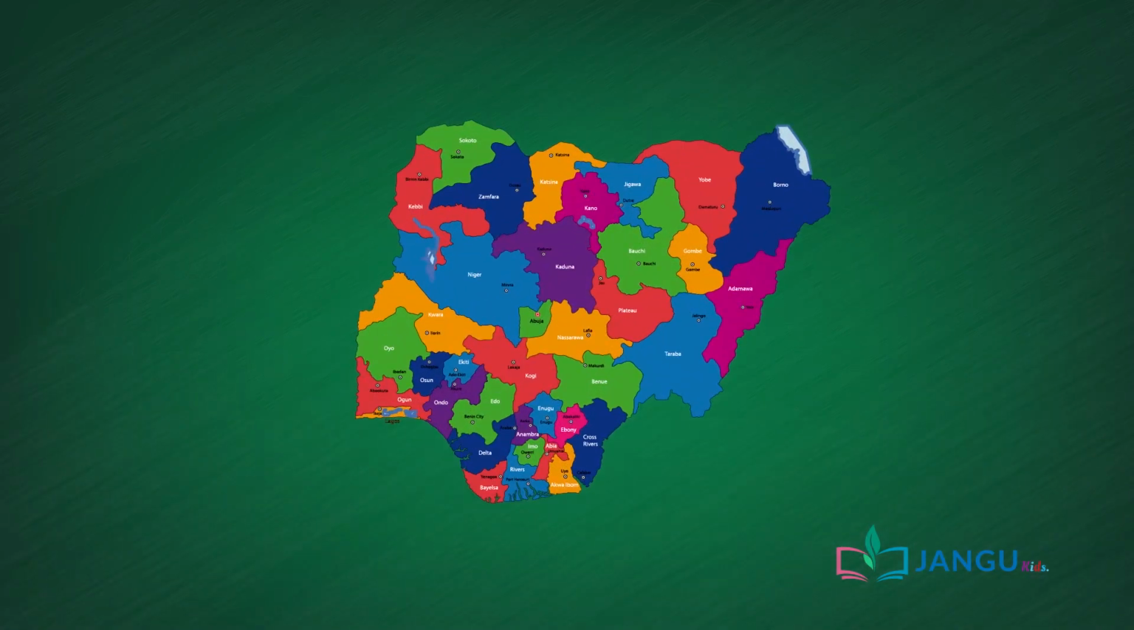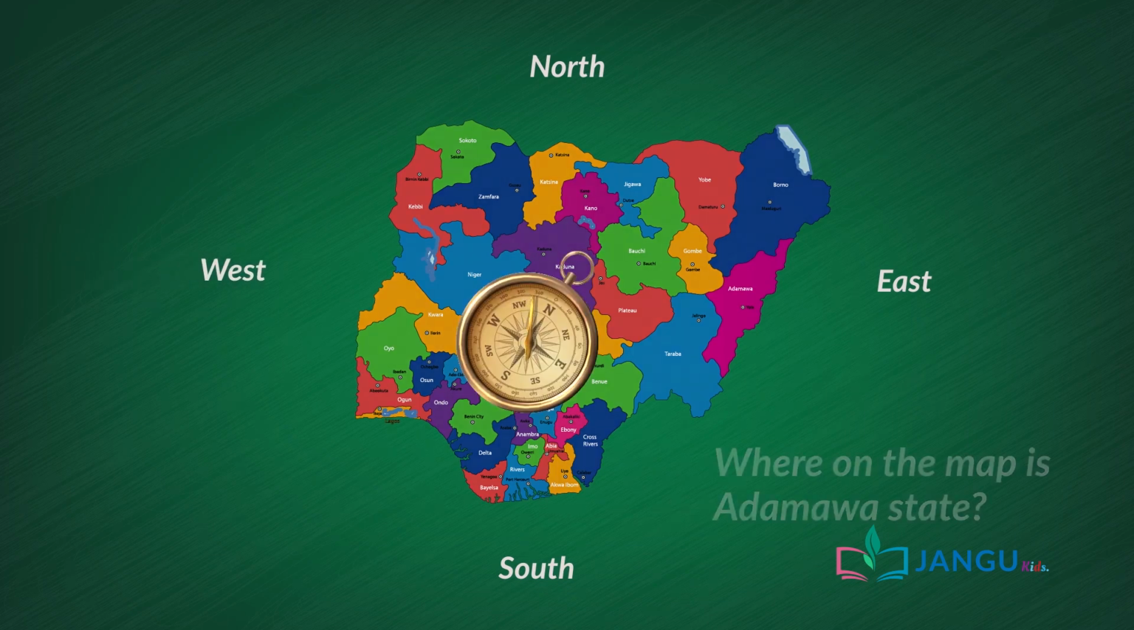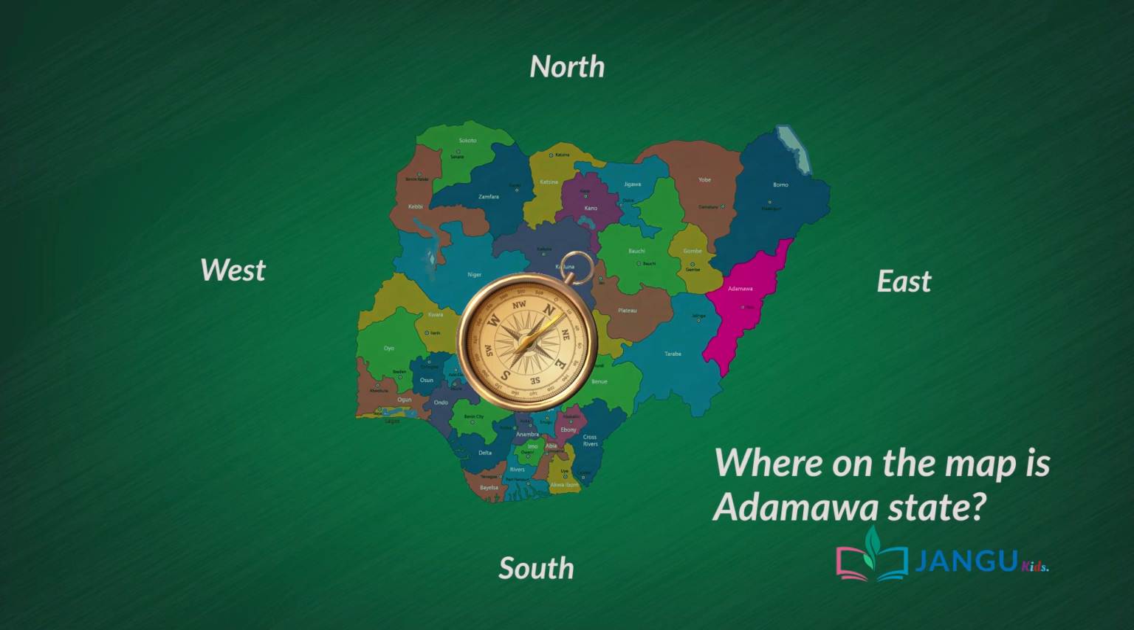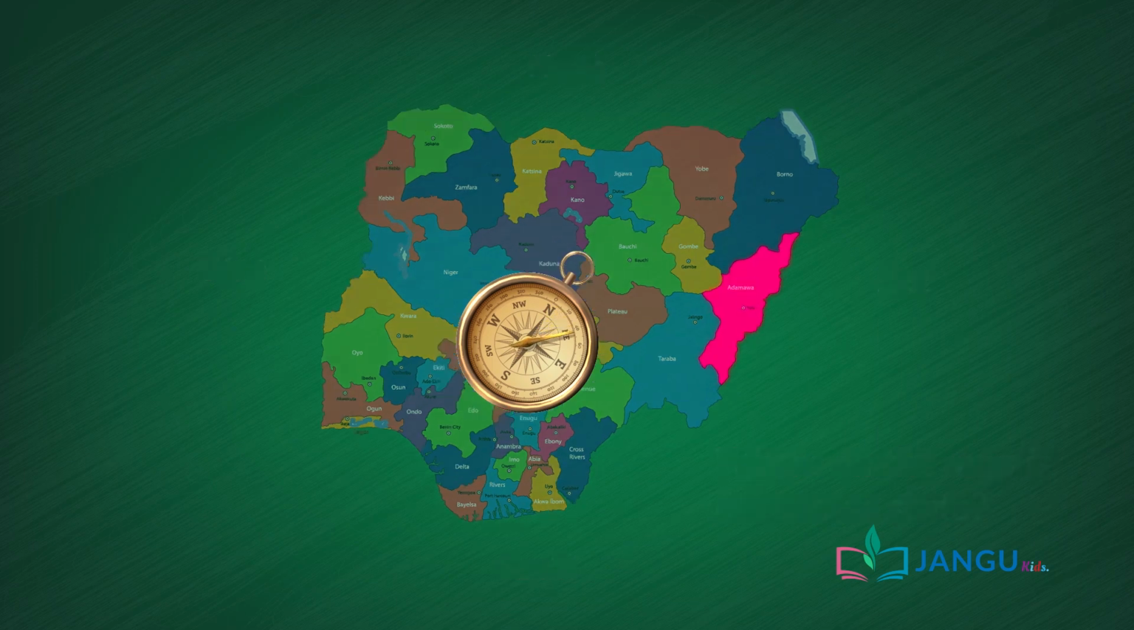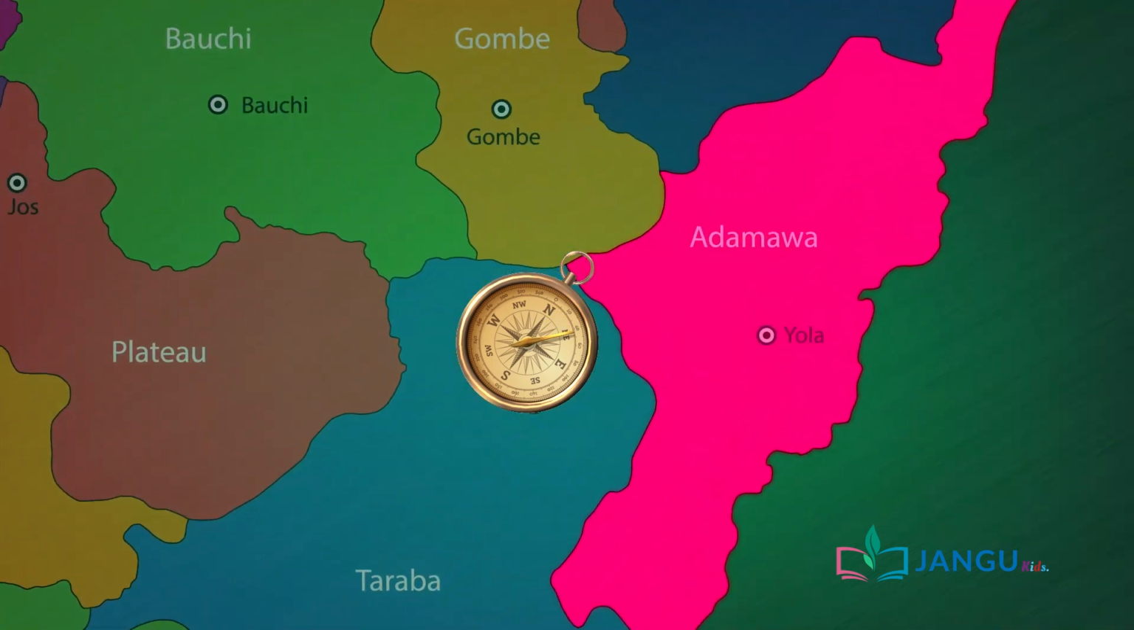Look at the map of Nigeria. We can also divide it according to the 4 cardinal points: north, east, south, and west. Where on the map is Adamawa State? That is correct. It is in the northeastern part of the country.